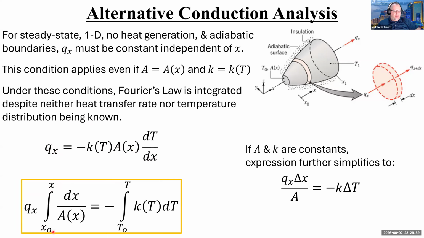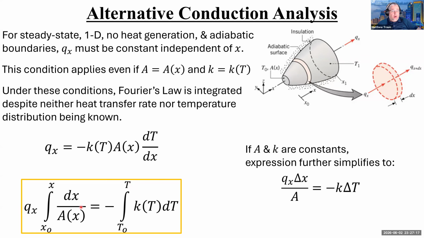I'm going to integrate from x equals 0, which is just some arbitrary spot, my origin. And then I'm going to integrate out in the x direction. I could integrate all the way to x sub 1 if I wanted to, the far end of this thing, but I can basically integrate anywhere I want inside of it. And then on the other side of the equation, what's left is k as a function of temperature and dT. And so I'm going to integrate from the temperature at the origin, that's my boundary condition, out to that same spot where I was integrating x to, and there'll just be some temperature there.